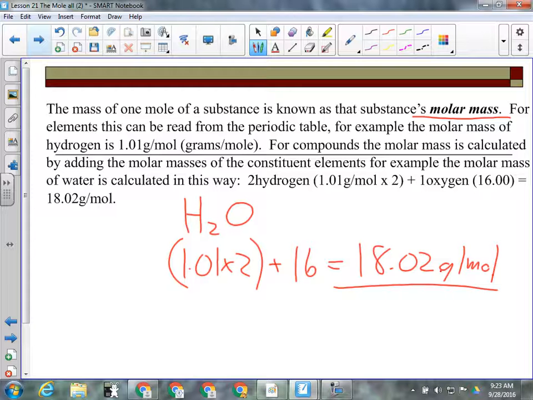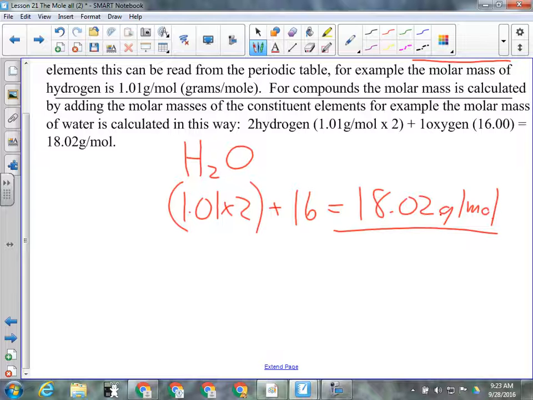Everybody follow what I did there? All right, let's try another one. Let's try calcium hydroxide. A little trickier.